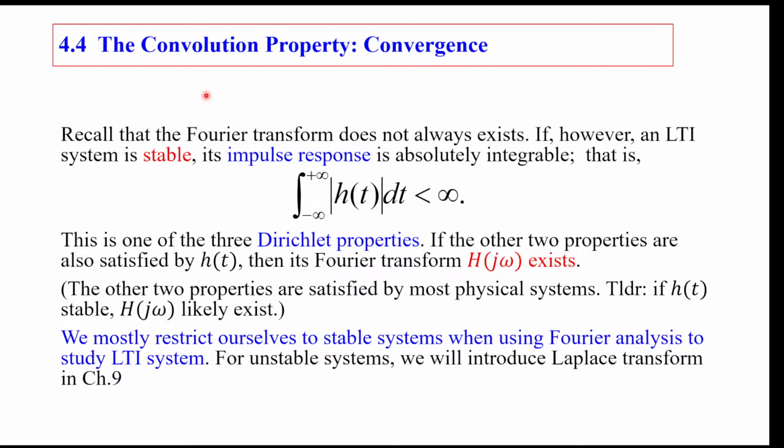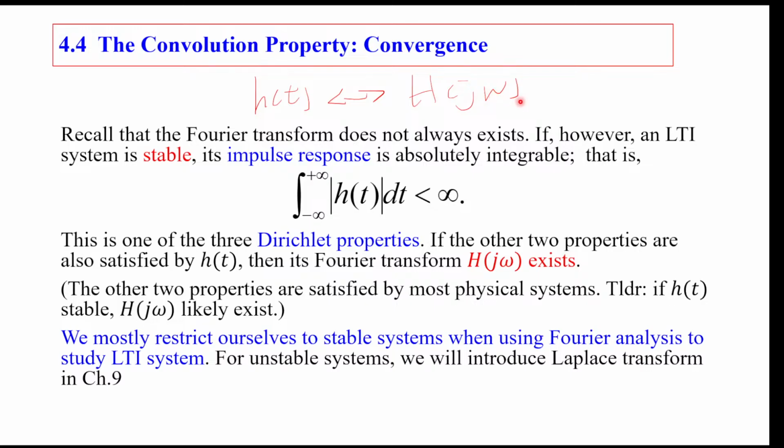Okay, so now we are considering this equation. So we have the Fourier transform pair small h of t and big H of j omega. Okay, and we want to use this to analyze our system. Then we need to make sure that the Fourier transform actually converges. So in particular, we want the big H of j omega to actually exist.